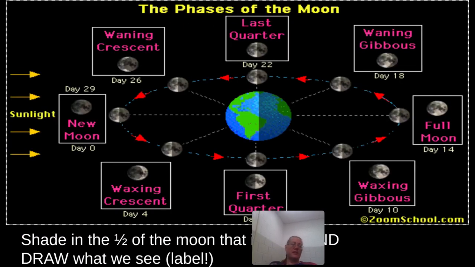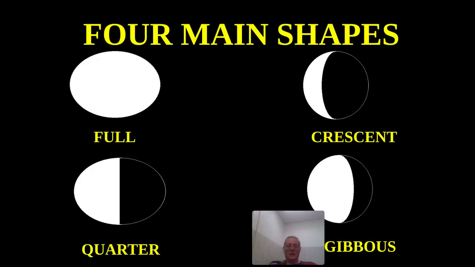This is just the same picture, drawn just a little bit differently. Maybe it looks a little bit more clear in this picture. I don't know which picture actually makes more sense. The four main shapes: the full moon, the crescent moon, the gibbous moon, and the quarter moon.